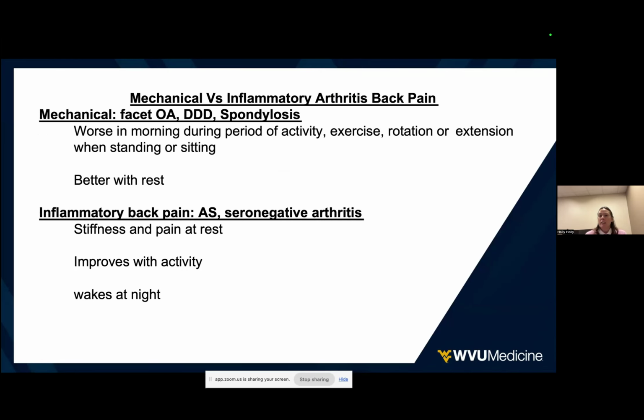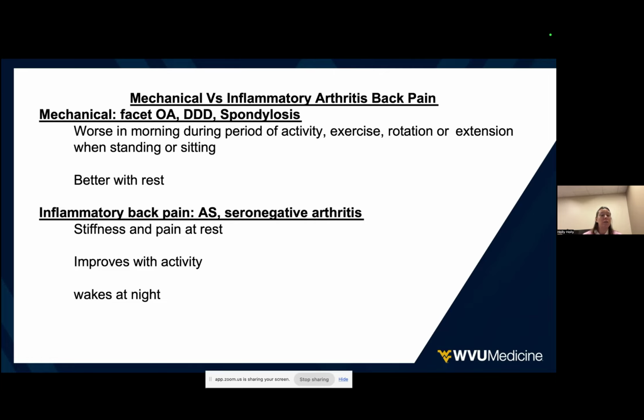So let's get into some of the back pain. So mechanical versus inflammatory back pain. With mechanical back pain, you're going to think about facet arthritis, degenerative disc disease, spondylosis, where they're going to have pain that's worse in the morning, and then when they're active, when they're up and moving or exercising, rotating, extending, they're going to complain about that pain, and then when they sit down and rest, they're going to feel better, and that pain isn't going to bother them as much.